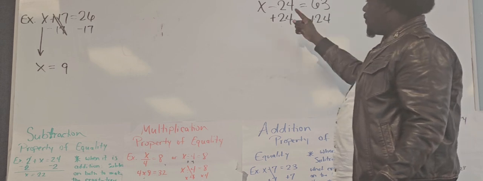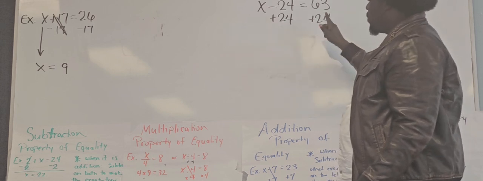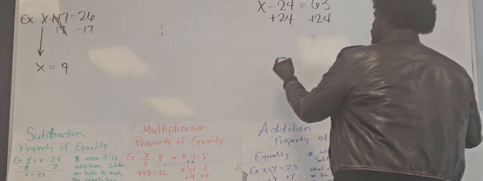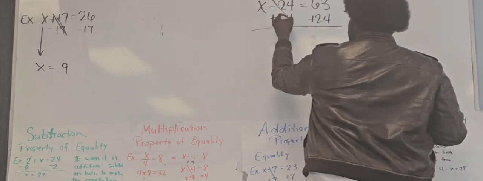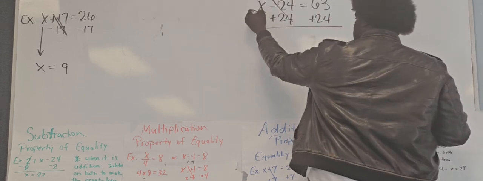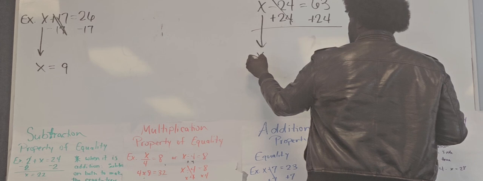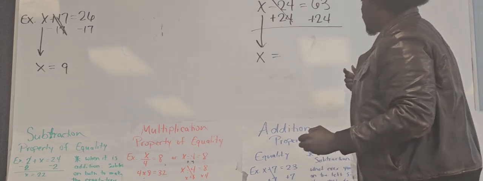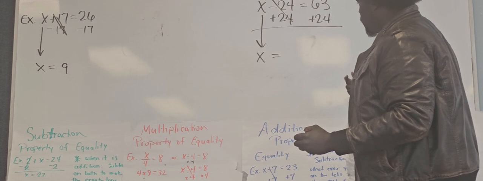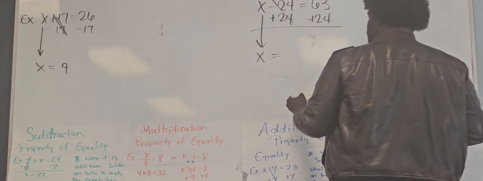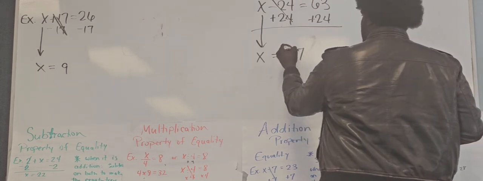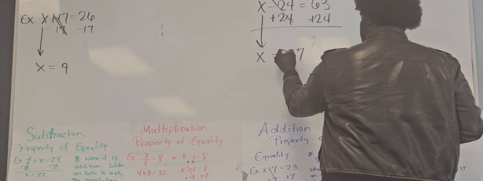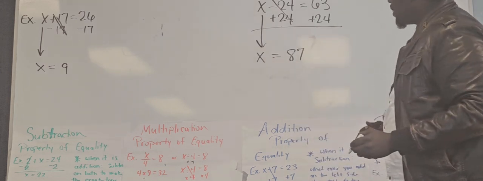Whatever you add on one side, you have to add on the other side to make the equation true. So the 24s cancel out. Now we have x by itself. Now all we have to do is add 63 and 24. So 3 plus 4 is 7, and 6 plus 2 is 8. So our answer is x equals 87.